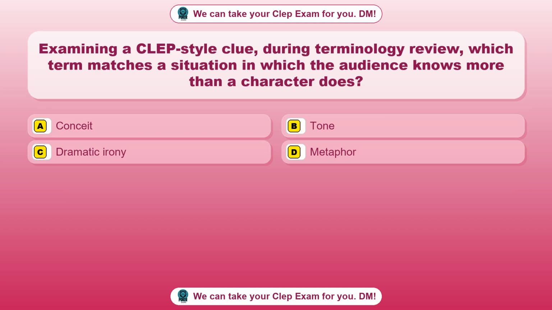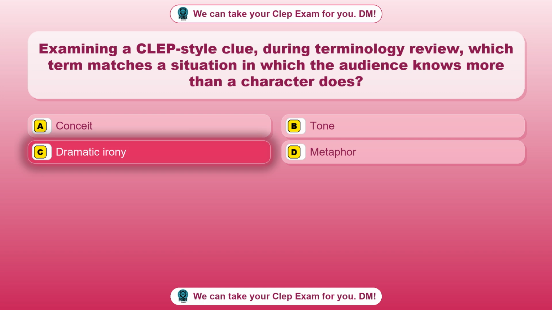Question 69. Examining a CLEP-style clue during terminology review, which term matches a situation in which the audience knows more than a character does? Option A, conceit. Option B, tone. Option C, dramatic irony. Option D, metaphor. The correct answer is option C, dramatic irony.